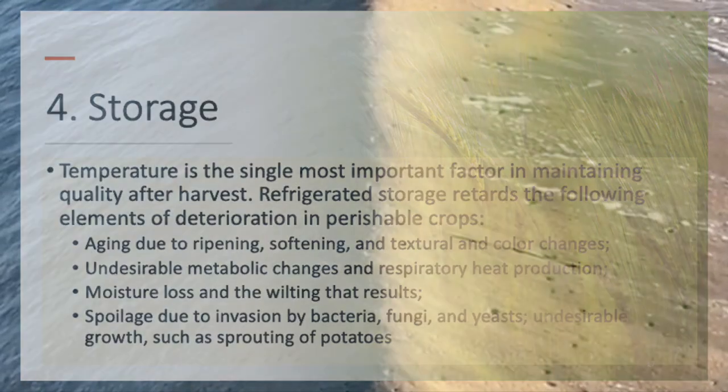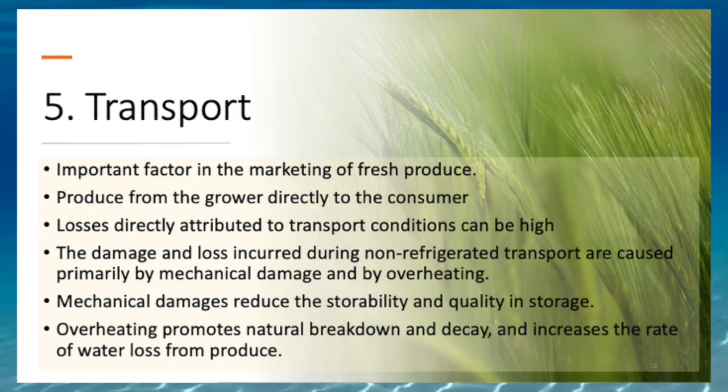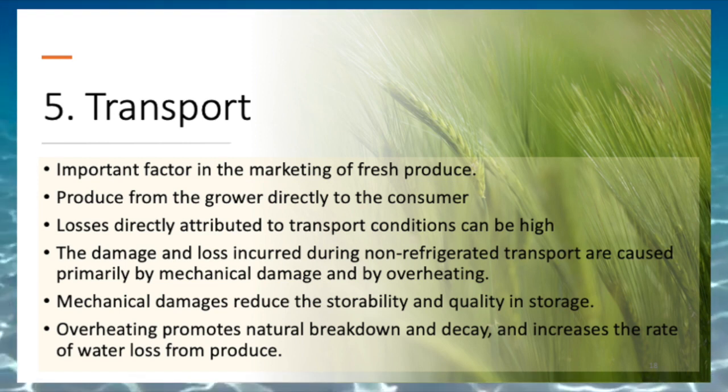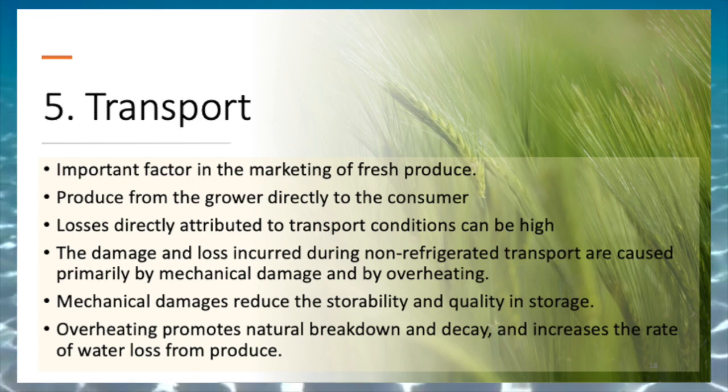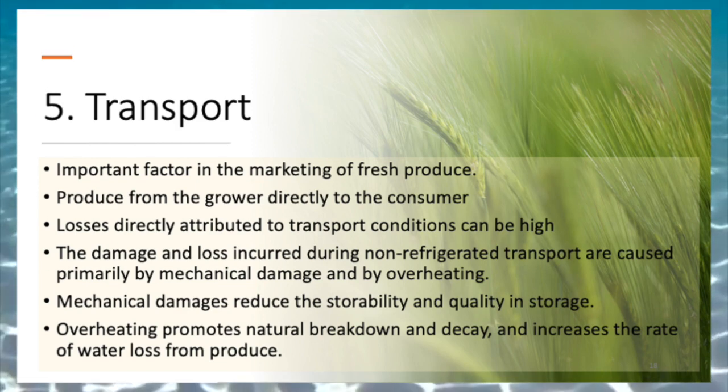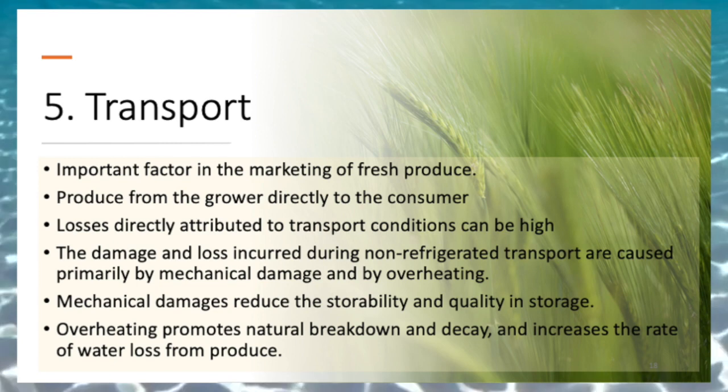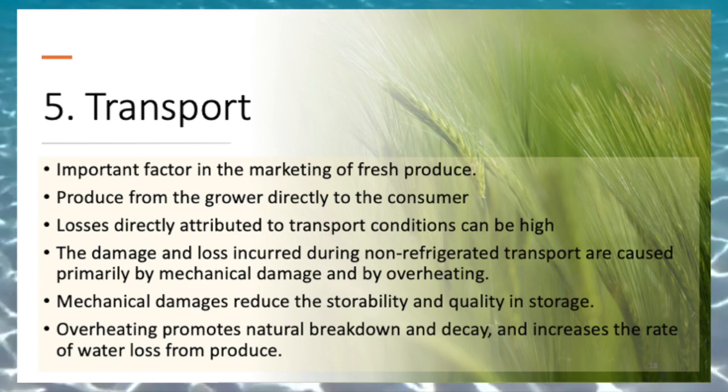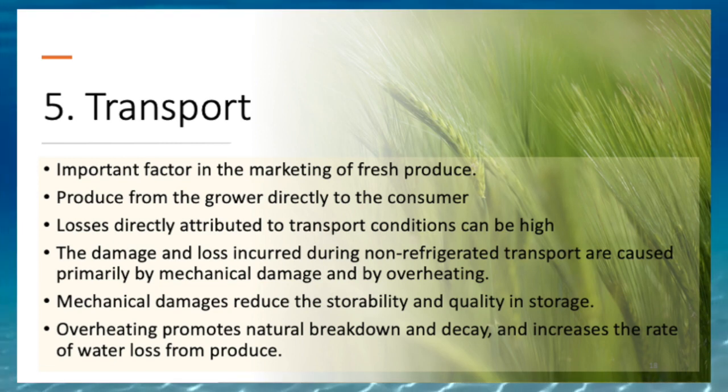Transportation is a major and often the most significant factor in the marketing of fresh produce. The transport would take the product directly from the grower to the consumer. Damage and losses incurred during unrefrigerated transport are mainly due to mechanical damage and overheating. Mechanical damage reduces the storage capacity and the quality. However, overheating promotes the natural breakdown, decay, and increases the rate of water loss from the produce.